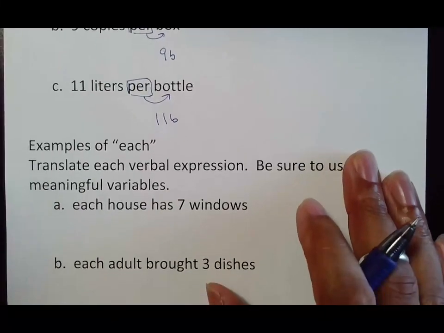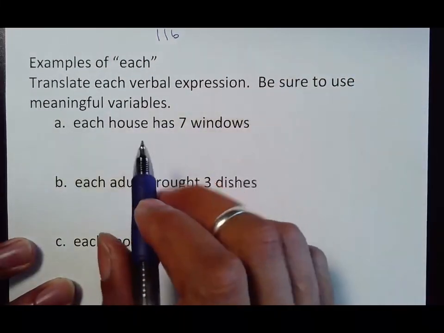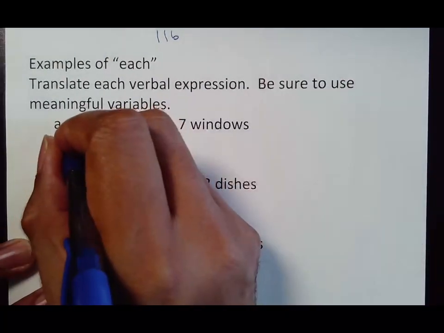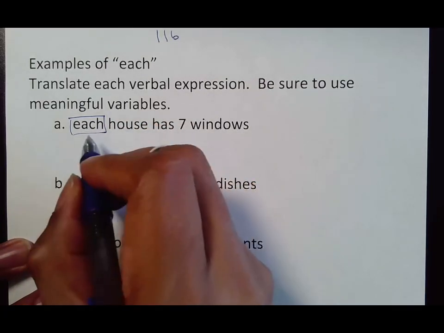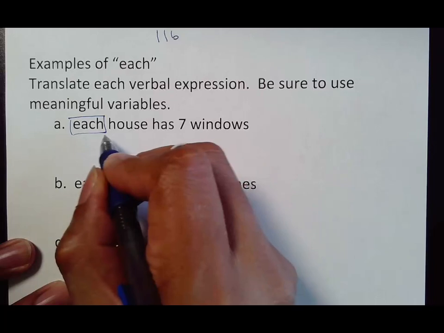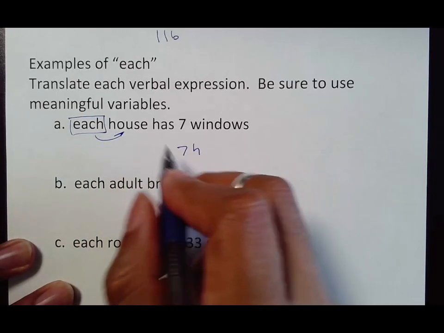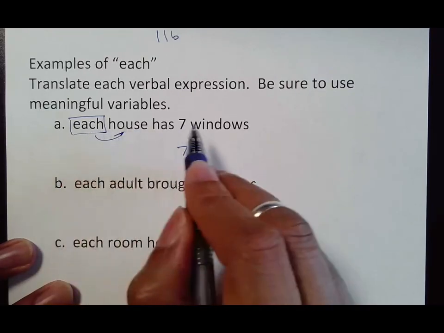So that is the transition you have to make for each and per. Everything else you should be okay, but like I said, each and per is going to do that to you. Each is tricky because a lot of times the way it's worded is really kind of confusing, but as long as you are careful, each means multiply. We're going to multiply 7 times the number. Each what? It's not each window, it's each house. So it'll be 7h. Again, each house has 7 windows, so 7h, not 7w.